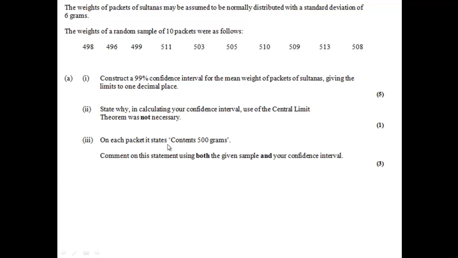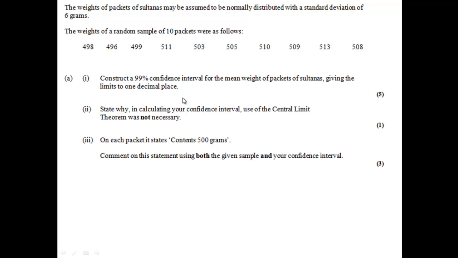It then goes on to say, state why in calculating your confidence interval use of the central limit theorem was not necessary. Well, the reason we didn't need to use the central limit theorem is simply because we're told that we can assume that the packets of sultanas are normally distributed. And because they're normally distributed and we have a random sample, that means that the sample mean must be normally distributed. So we don't need to use the central limit theorem.